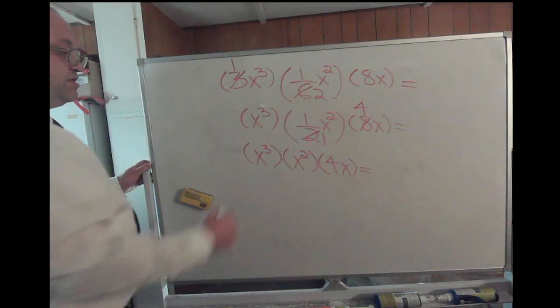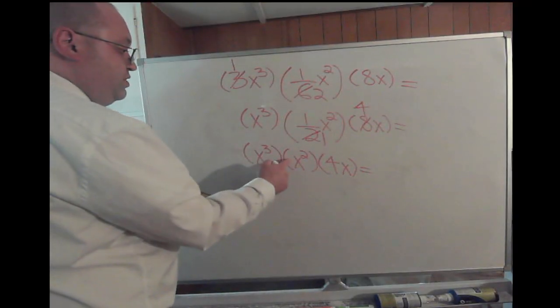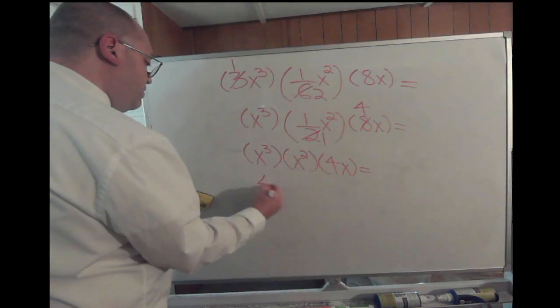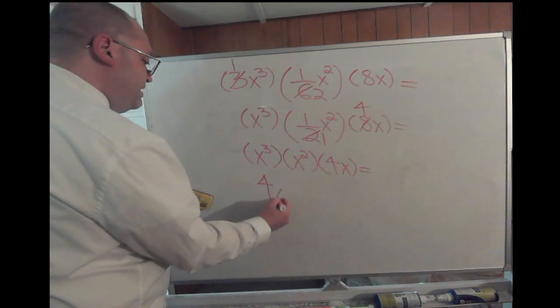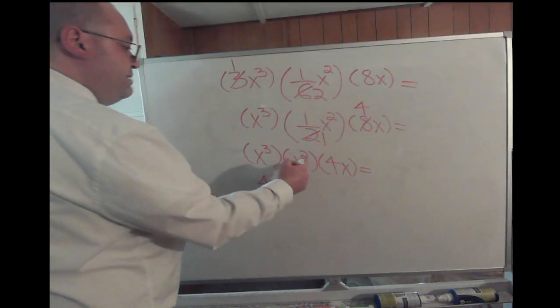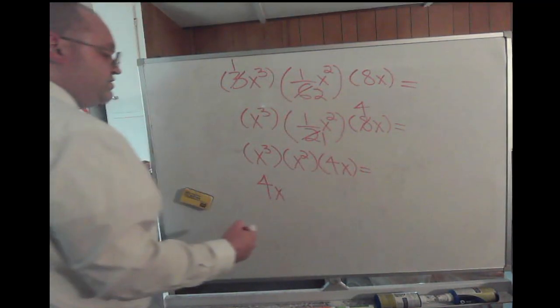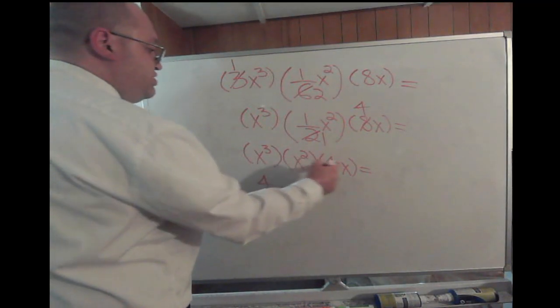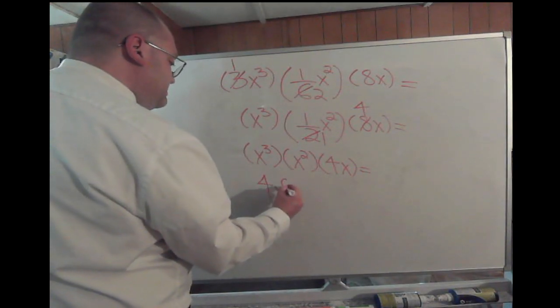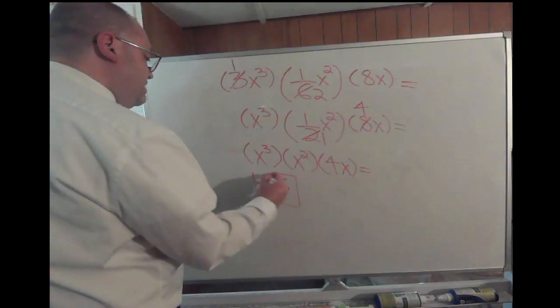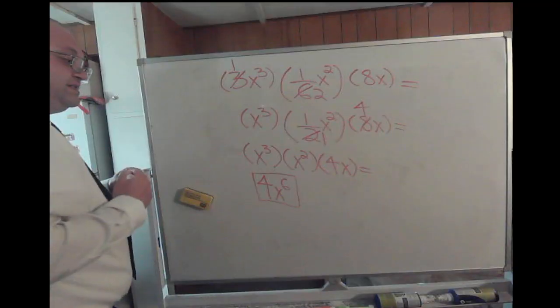Which now you just multiply the coefficients. 1 times 1 is 1 times 4, that's 4. Then you got your base x. You have x to the third times x to the second times x to the first. So that's x to the 3 plus 2 plus 1, which would be 6. So the answer you should get for this should be 4x to the 6th power.